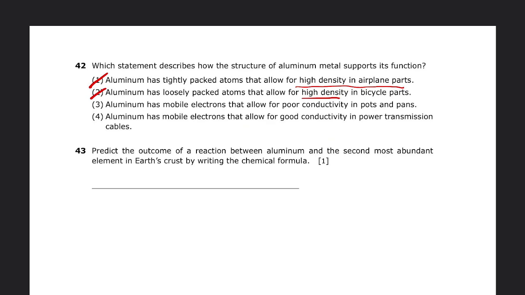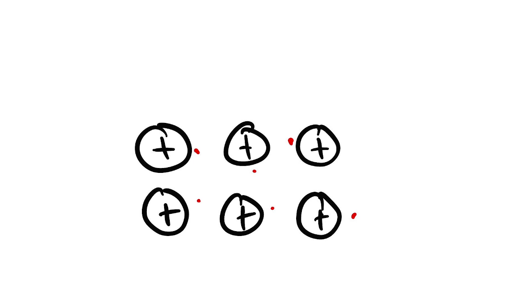Choice 3 says aluminum has mobile electrons that allow for poor conductivity in pots and pans. And then choice 4 says it has mobile electrons that allow for good conductivity. To answer this, you really need to know how mobile electrons work. Assume here I have a metallic substance, right? Metallic bonding is characteristic with mobile electrons, okay?